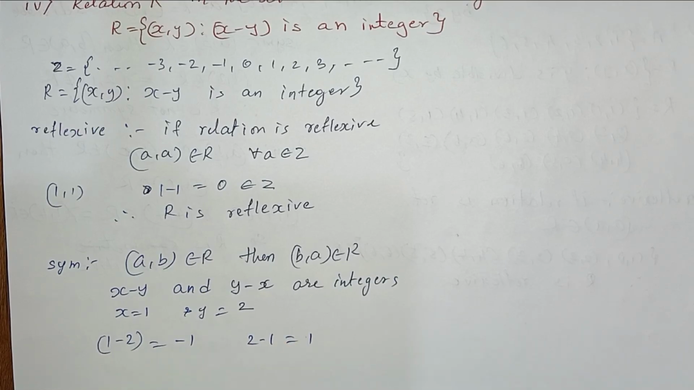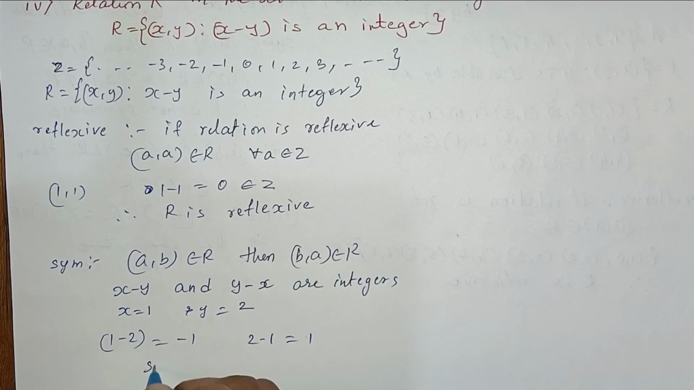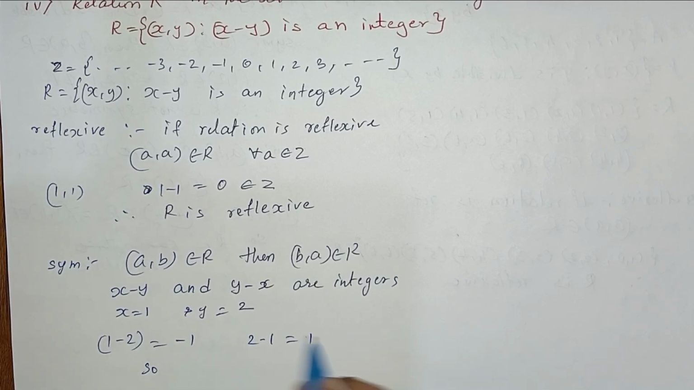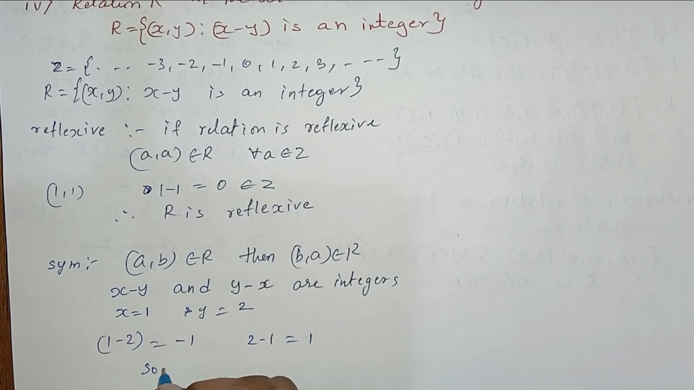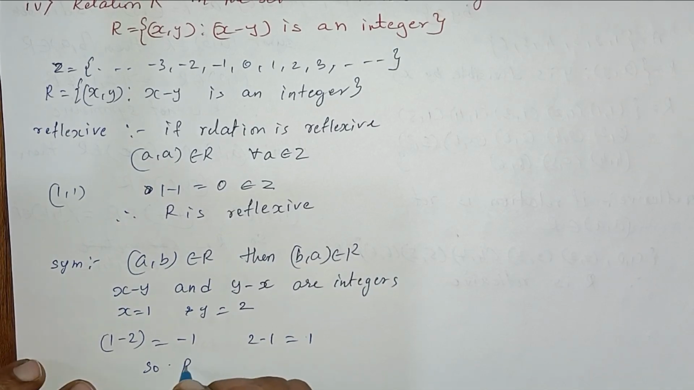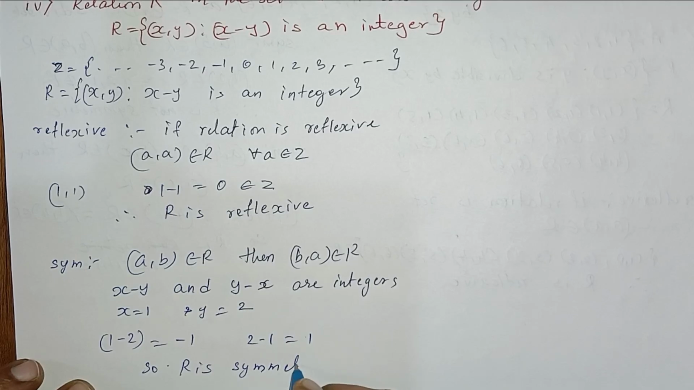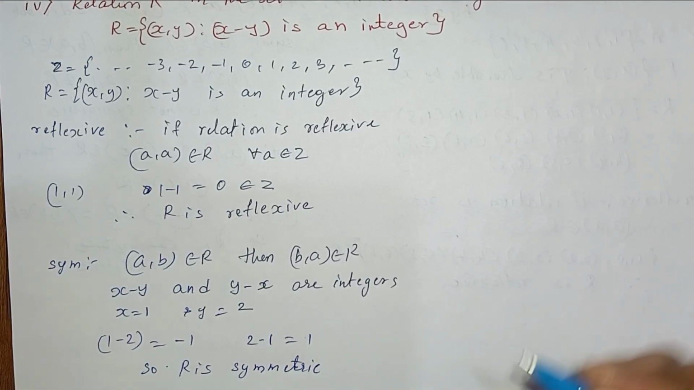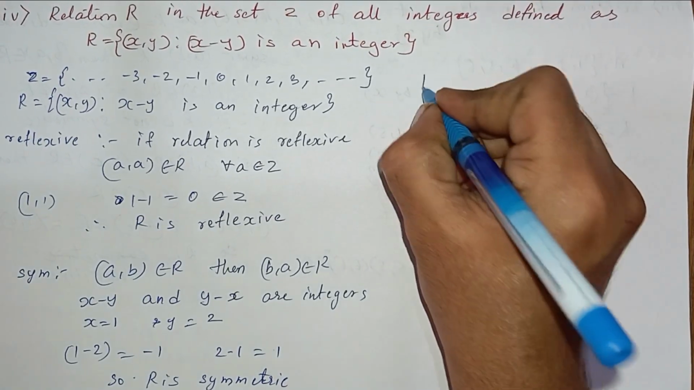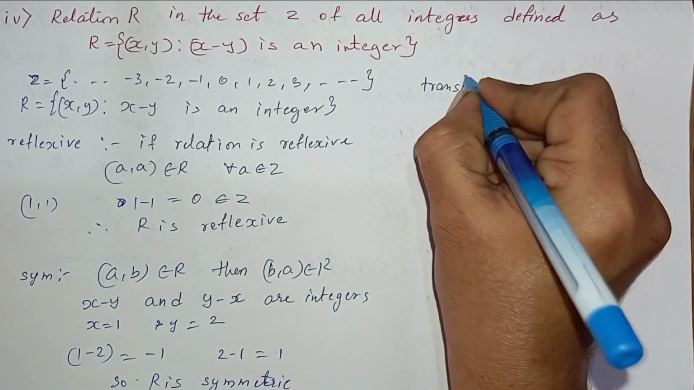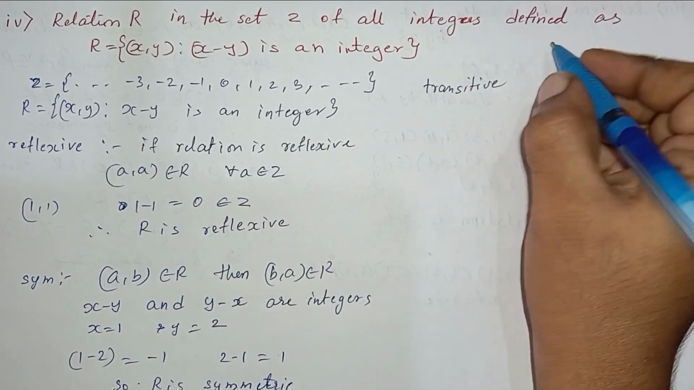For any value you take, you should get an integer value only. So here we can see it belongs to the integers only. So both are integers. So R is symmetric. Next we will check for transitive. So we are going to check for the transitive.